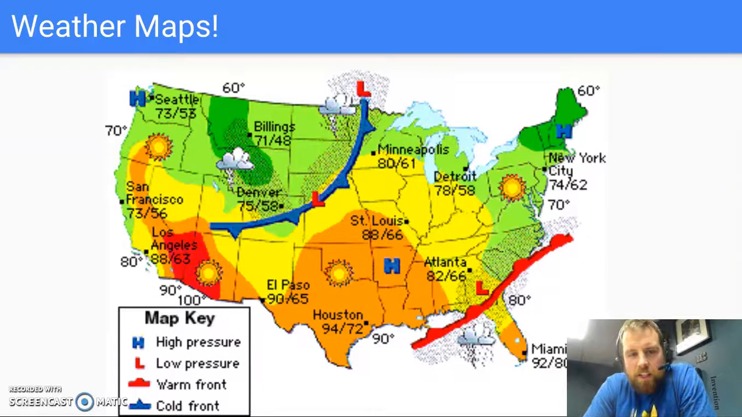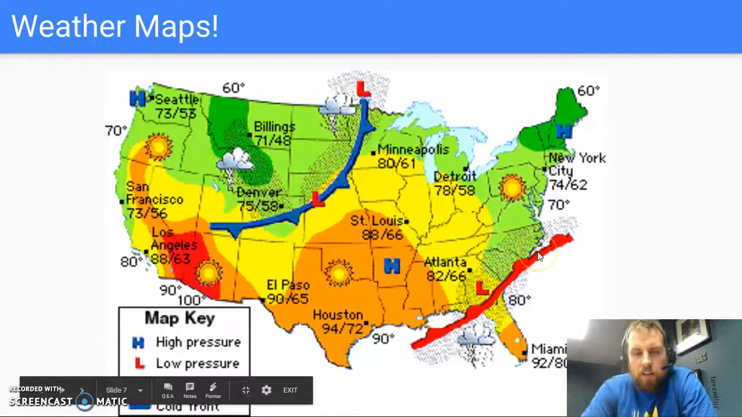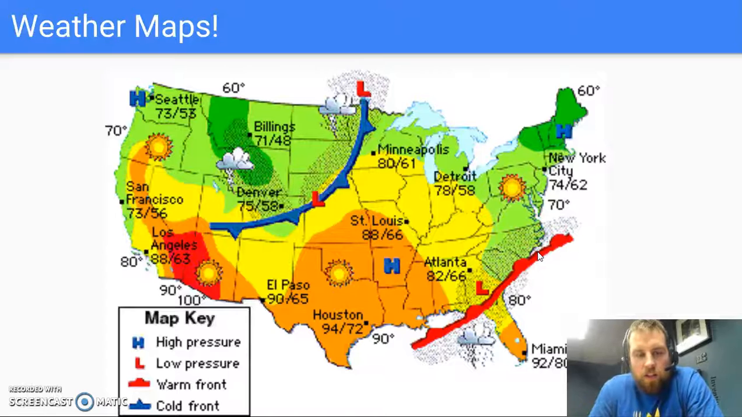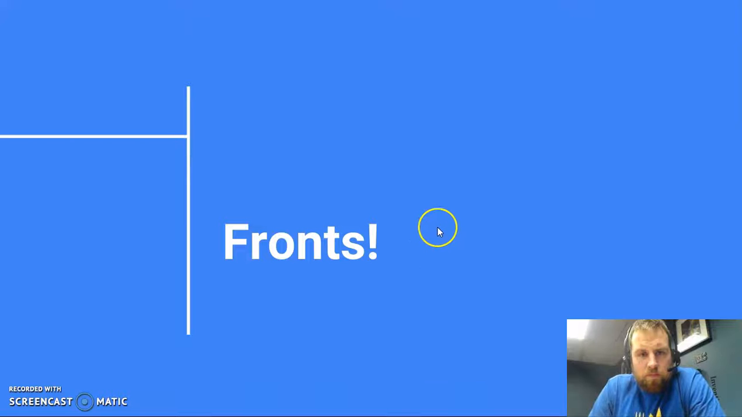Hey everyone, today we're going to look at weather maps, and specifically we're going to look at these blue lines here and these red lines. These are called weather fronts. We're going to learn about what they are, what kind of weather they produce, and how to use them to predict the weather in our area. So we're looking at fronts today.